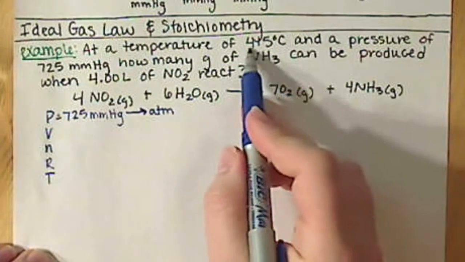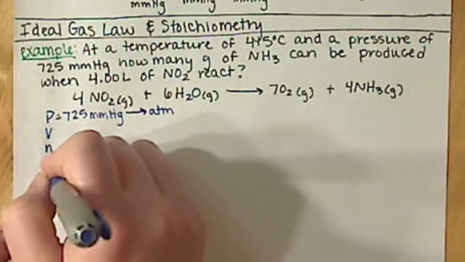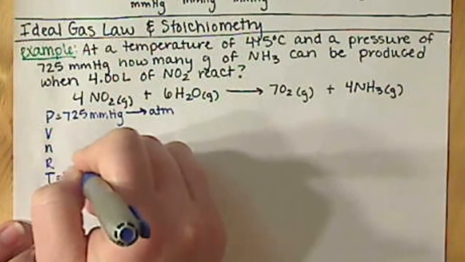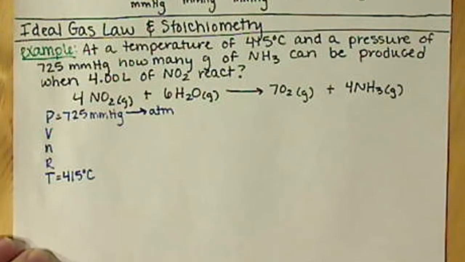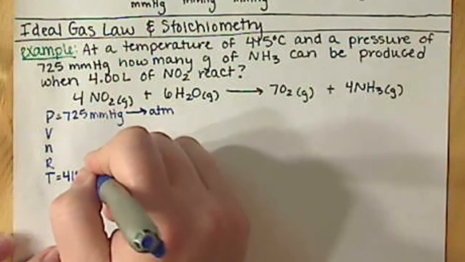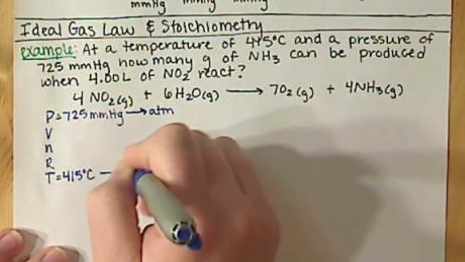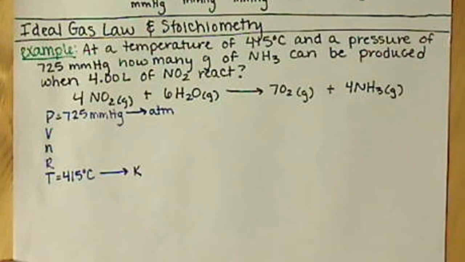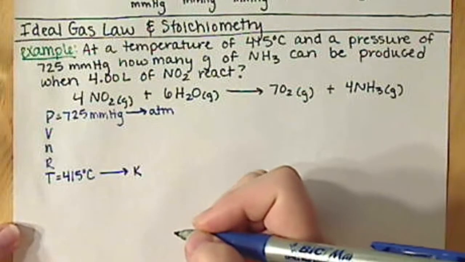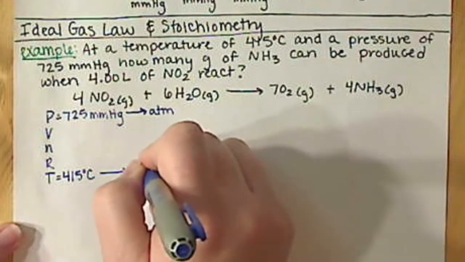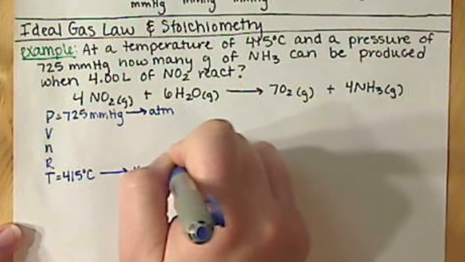I'm given a temperature of 415 degrees Celsius. And what units do I need that in? I need that in Kelvin. So I'm going to add 273. So I get what? 688 Kelvin.